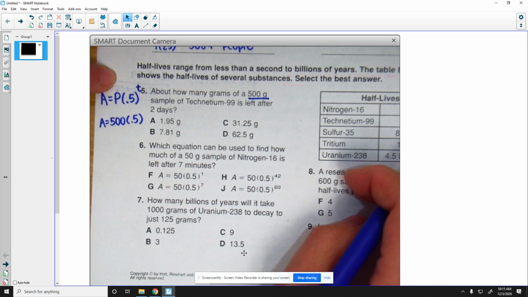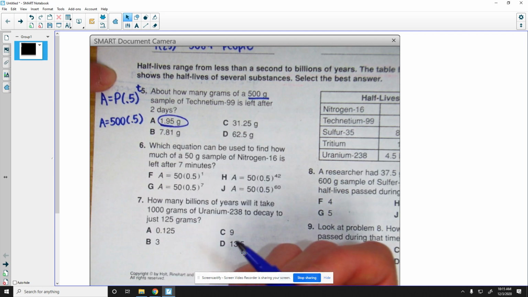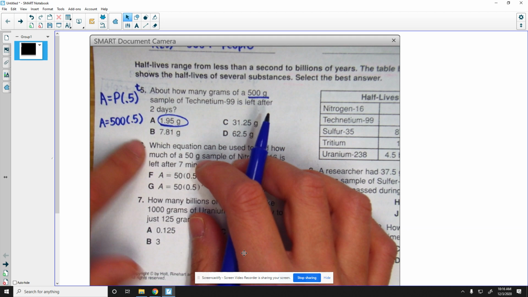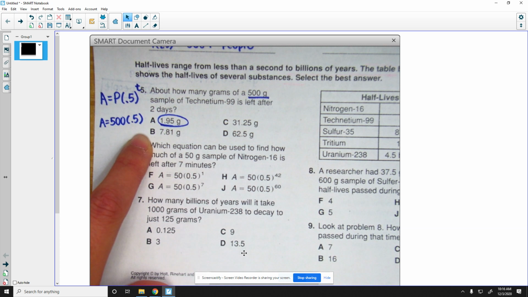What? Can I say the answer? Sure. It's 1.95 for like 2. So how do you know that though? Because you're right, the answer is 1.95. But 6 hours and 2 days, there's like 8 sections of 6 hours in 2 days. So it would be 8. So this is what Kip is saying.